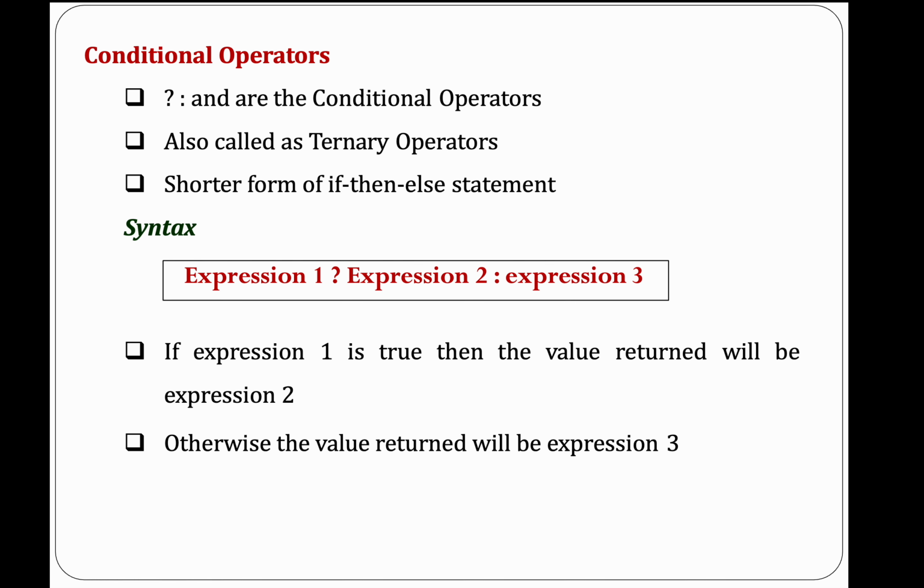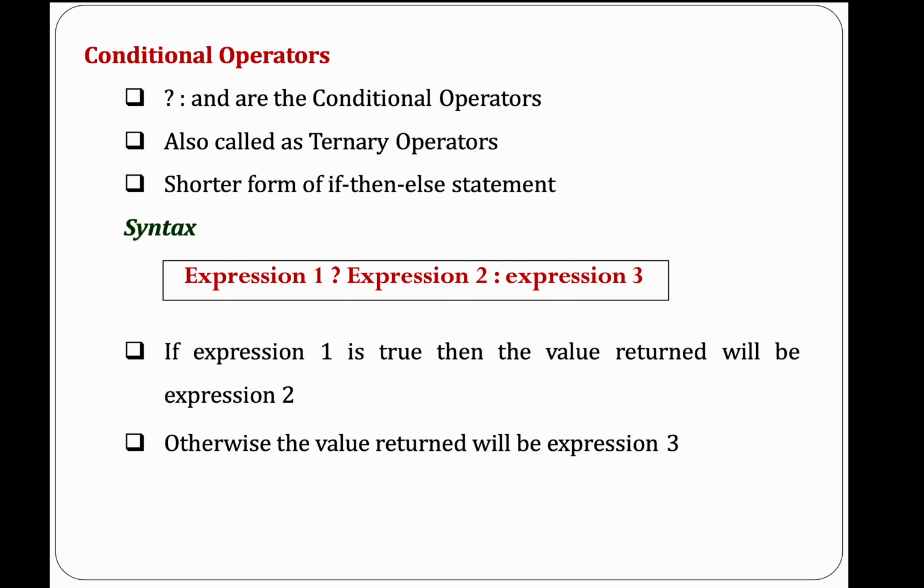Today we are going to discuss a topic called conditional operators. Conditional operators are also called the ternary operator because you are going to check whether a particular expression will produce true or false. The conditional operators are the question mark followed by a colon. The other name for conditional operators is the ternary operator. Ternary means three things: binary means two, ternary means three.